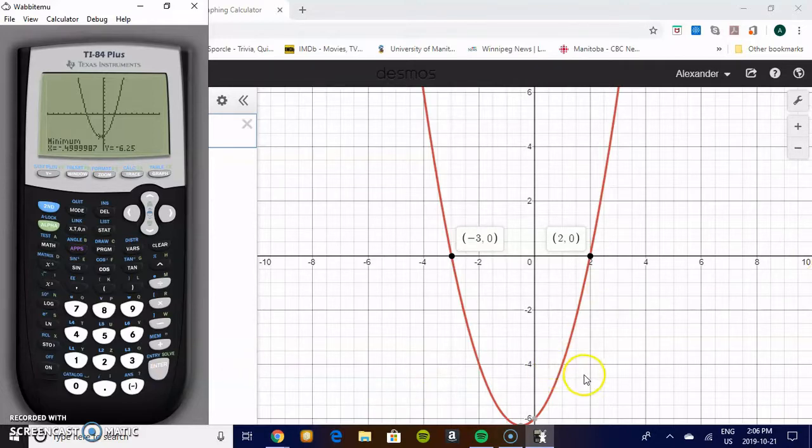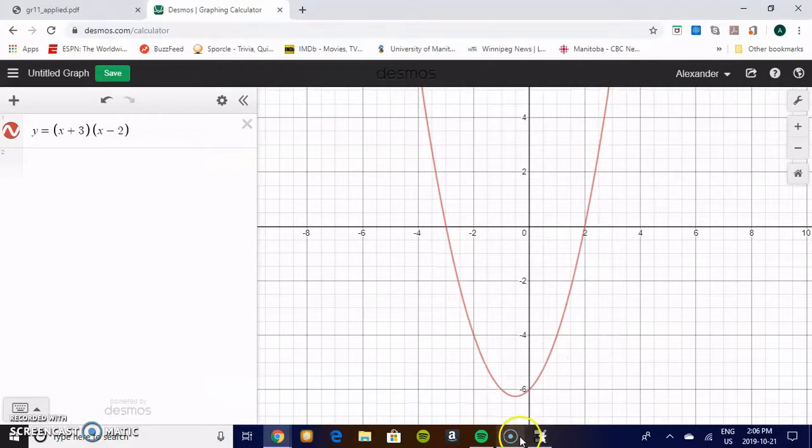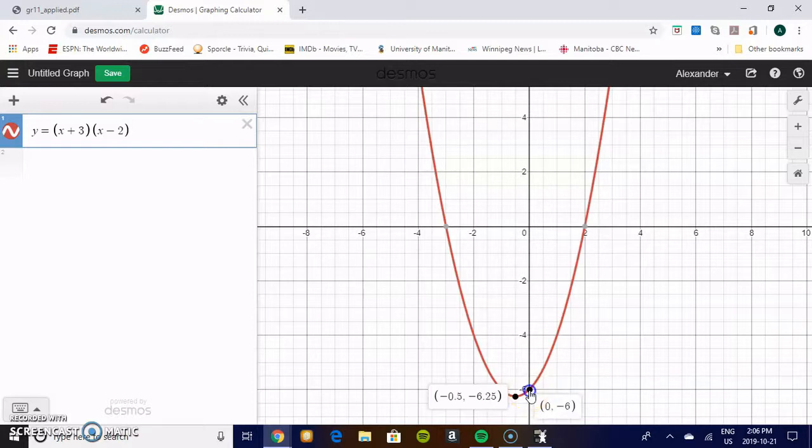But if we look at Desmos, well, I already have the equation in here. And I can just click on that point, and there it is, -0.5, -6.25. Another point that they give you is the y-intercept, which is at -6, which is also pretty handy. So yeah, all that work that I did with the graphing calculator, it takes a fraction of the time using Desmos to get the same answers.